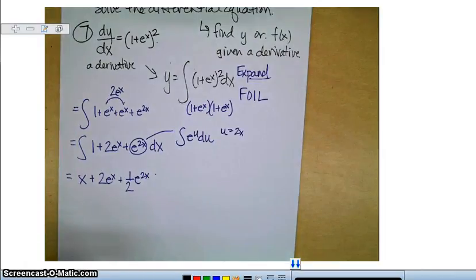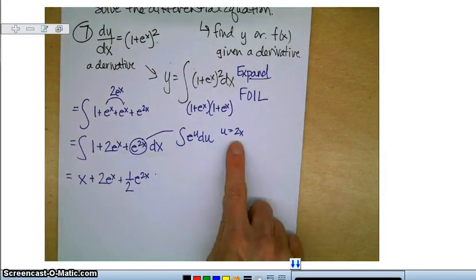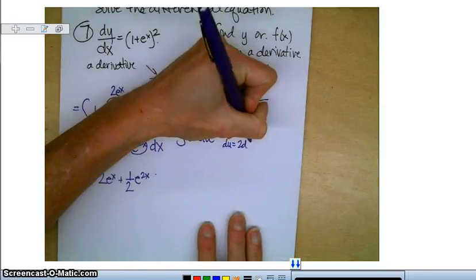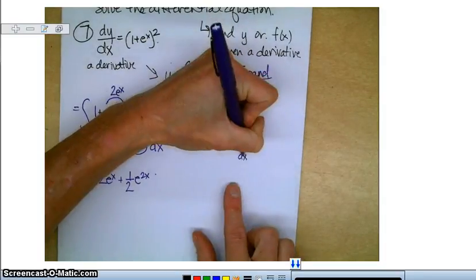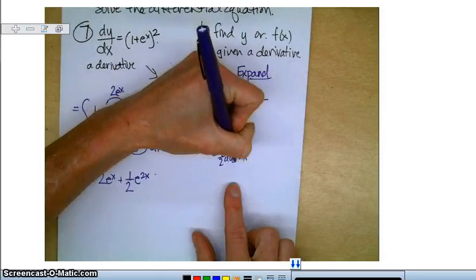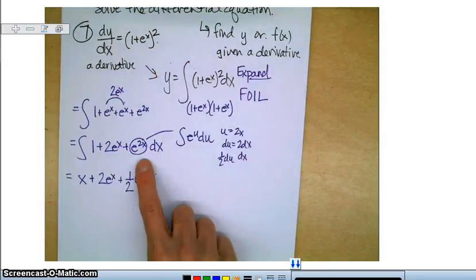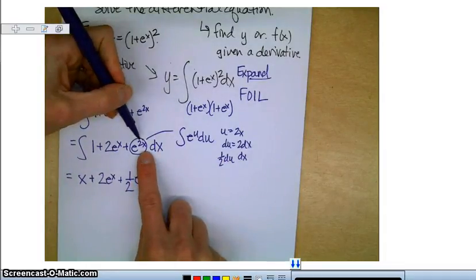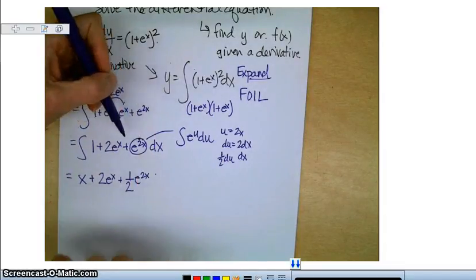Why? Because du is not just 1. So the du would be 2 dx, and then you'd have to substitute the dx with 1/2 du. So you don't actually have to write the work if you realize that. So you can say, well, I know that I would have to pick u as 2x and the du would be 2, so I'm going to have a 1/2.